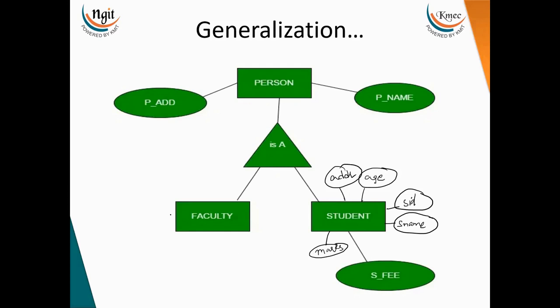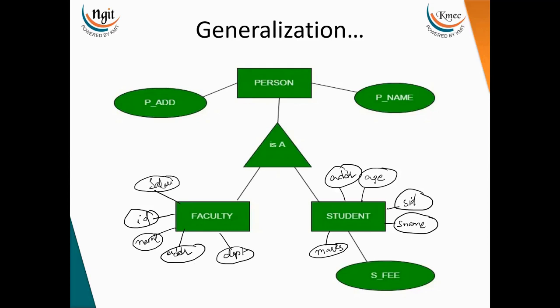Now, similarly, you need to identify the properties or the attributes associated with the faculty entity. For faculty, we have ID, name of the faculty, address of the faculty, the department to which the faculty belongs. Salary can also be considered as an attribute for the faculty entity.